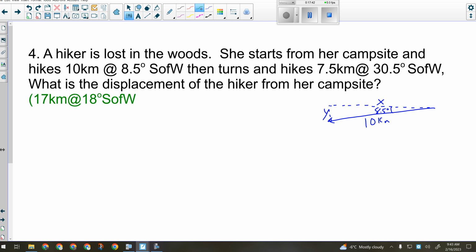Then it goes 7.5 kilometers at 30.5 degrees south of west. So again, I'm going to draw another reference line that's west. This time I'm going to take a bigger angle out of it. Okay, something like that. So that'll be 30.5. This will be 7.5 kilometers. This will be x, and this will be y. Okay, so where do I draw a line representing my total displacement?